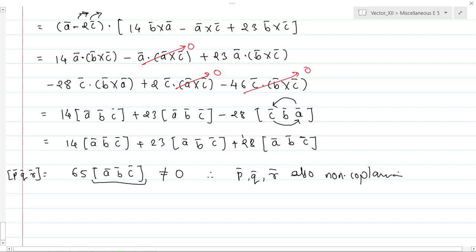It requires some patience and it requires writing, that will definitely help here. Is it okay? Very good. Now let's see the next question.